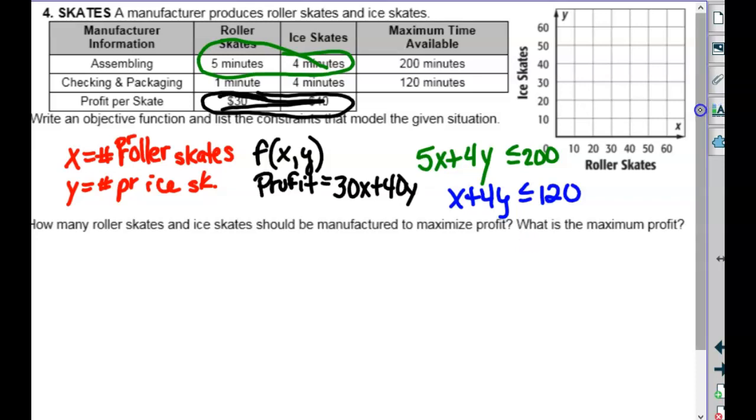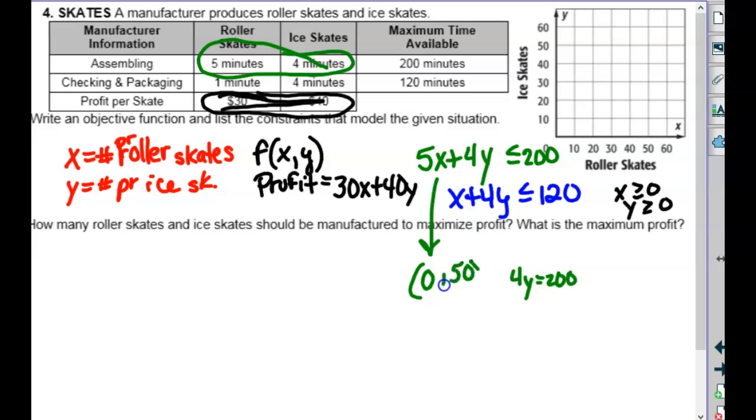I'm graphing fast. There's two hidden constraints. We can't make negative skates, so x is greater than or equal to 0 and y is greater than or equal to 0, both x and y, right? Which is pretty much assumed from the little graph paper they gave us. Now, I'm not real confident we can make this fit nicely, but I'm going to try. So 5x plus 4y is 200. If I put a 0 in for x, it'll say 4y equals 200. 200 divided by 4 is 50. So 0, 50. Pretend that first dot wasn't there.